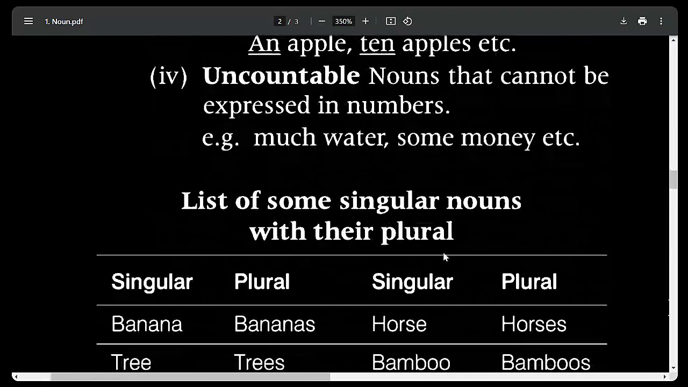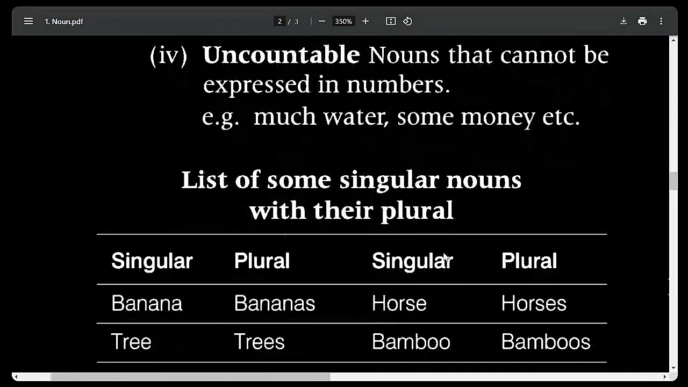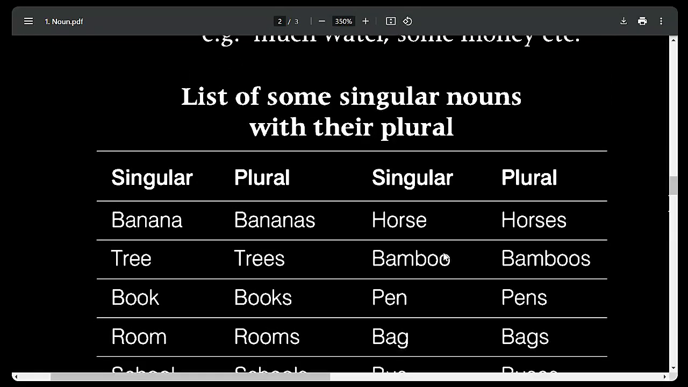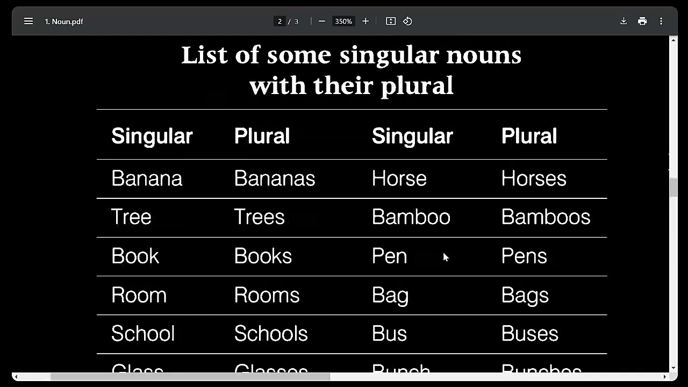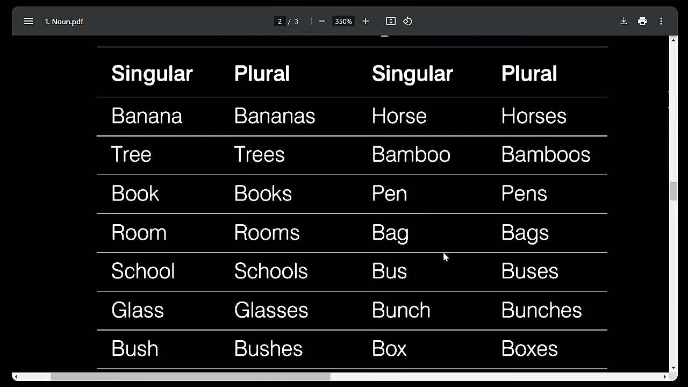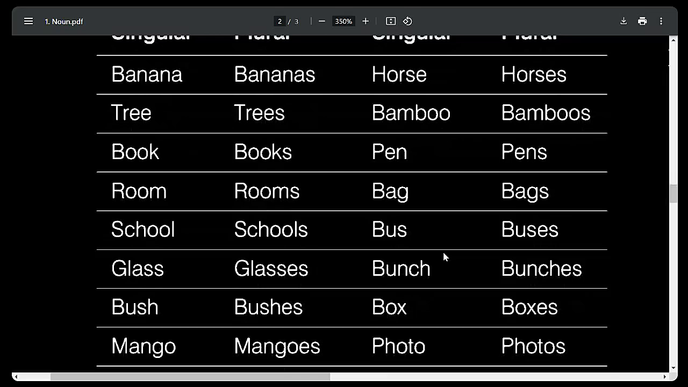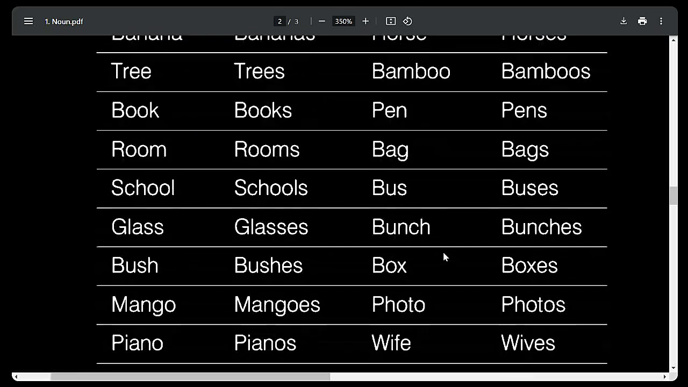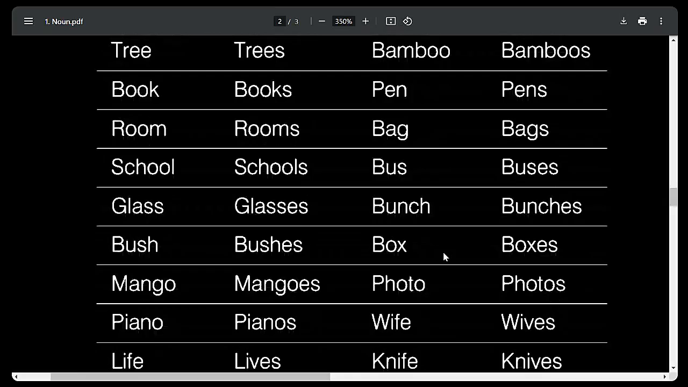Banana, bananas, horse, horses. Tree, trees, bamboo, bamboos, book, books, pen, pens, room, rooms, bag, bags, school, schools, bus, buses, glass, glasses. Now we are getting ES. Glass, glasses, bunch, bunches, bush, bushes, box, boxes, mango, mangoes, photo, photos, piano, pianos, wife, wives. In wife, F becomes V in plural.